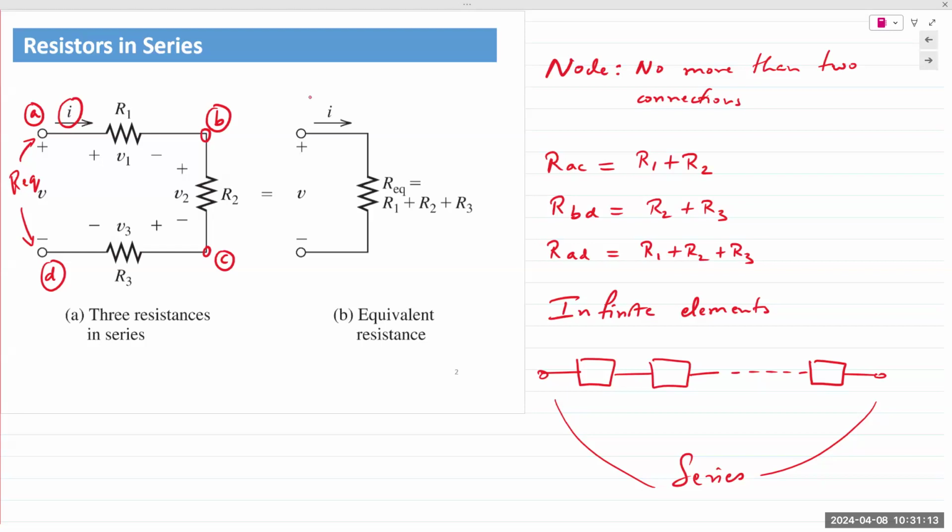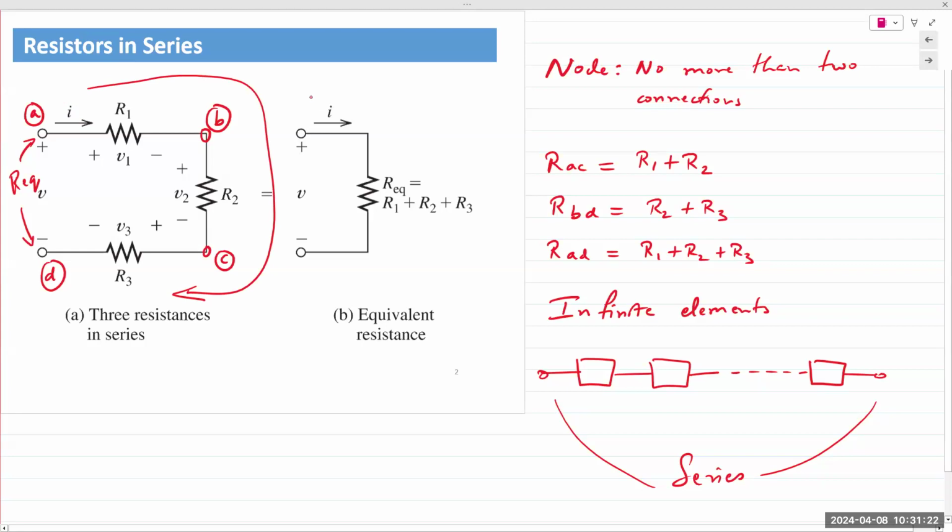But logically thinking, does I have any pathway to go except through R1, R2, and R3? So that current has to be the same. But it is a result of the cumulative effect of all three of them working together. If you take out one of the resistors in a series connection, the current value will change, but that value will be the same for all components in that series. Make sense? Okay.